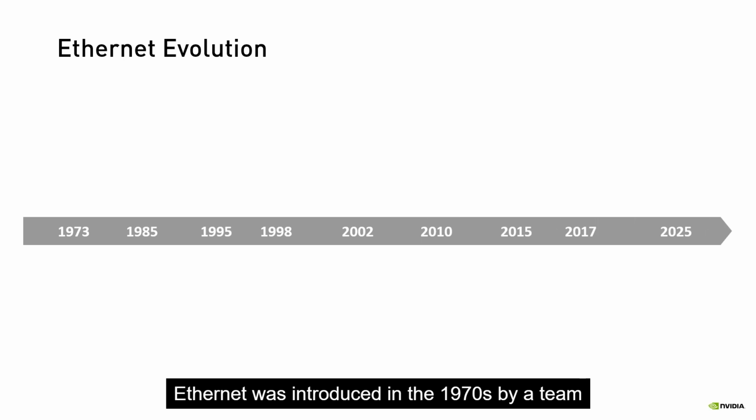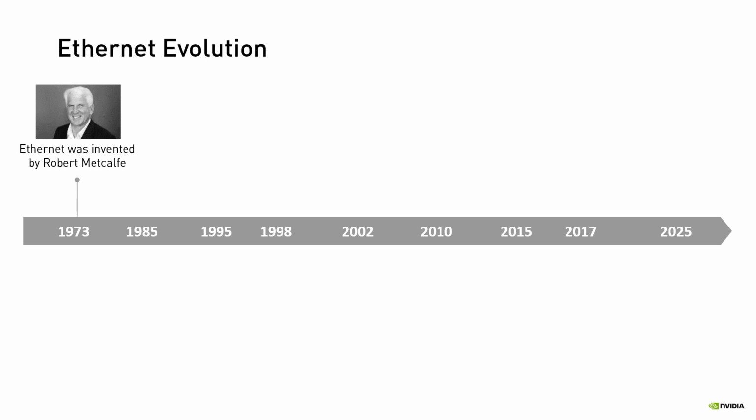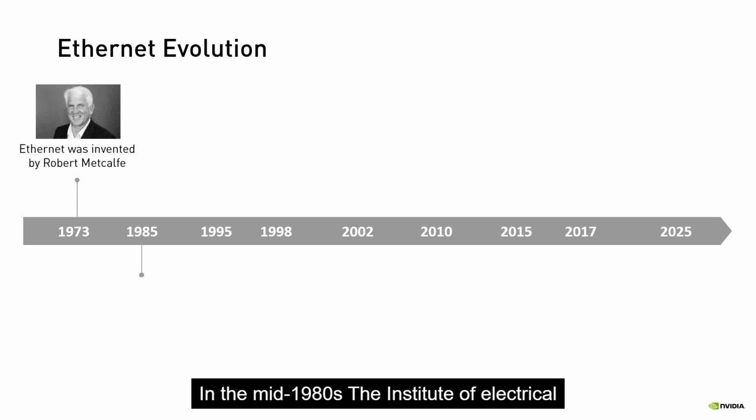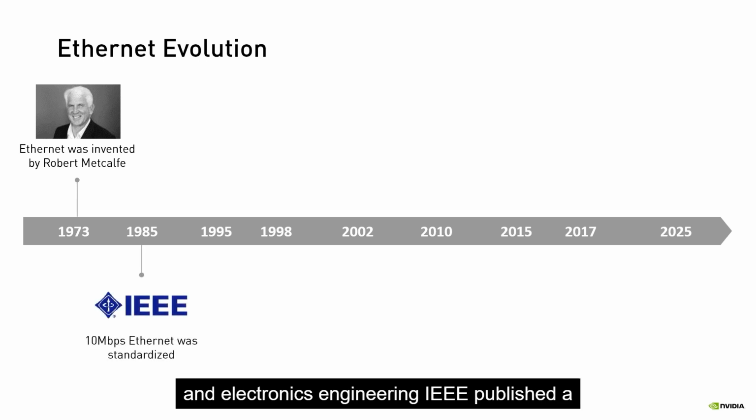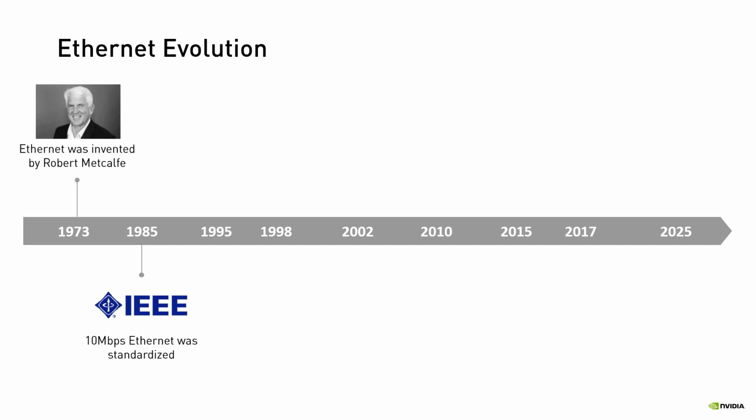Ethernet was introduced in the 1970s by a team led by Robert Metcalfe at the Xerox Corporation's Palo Alto Research Center in California. In the mid-1980s, the Institute of Electrical and Electronics Engineers, IEEE, published a formal standard for Ethernet defined as the IEEE 802.3 standard.